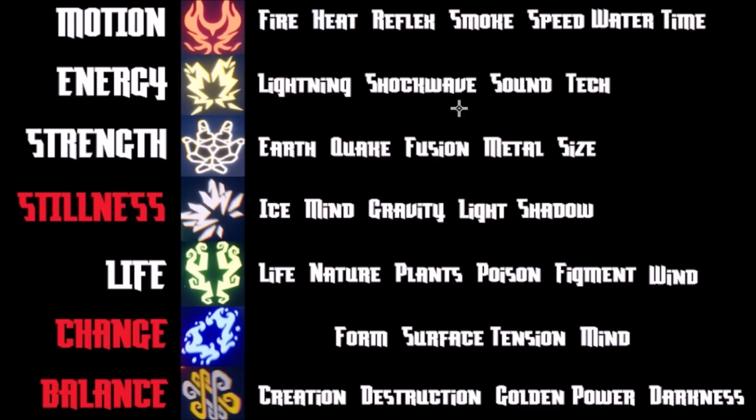I'm looking at some of these other categories. Strength, I think, makes sense. All of these I could see being strength elemental powers. Earth makes sense. Quake makes sense. Fusion makes sense because you are fusing things together to make them stronger, so I could see that being a strength element. Metal, size, yeah, pretty self-explanatory. Again, stillness, ice, mind, gravity, light, shadow.